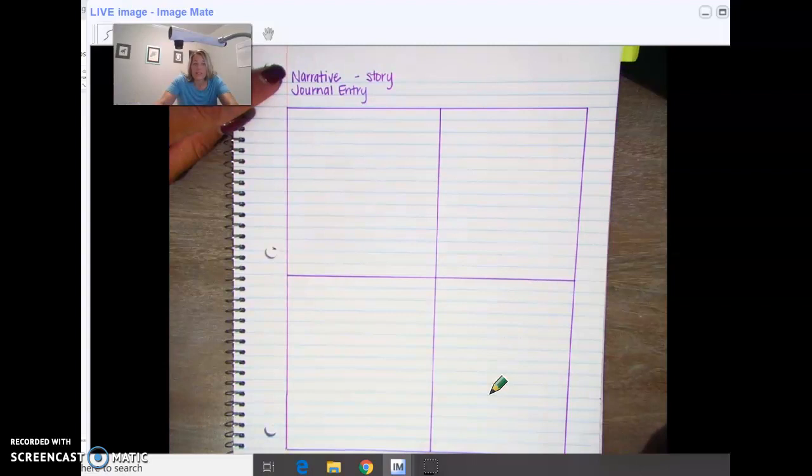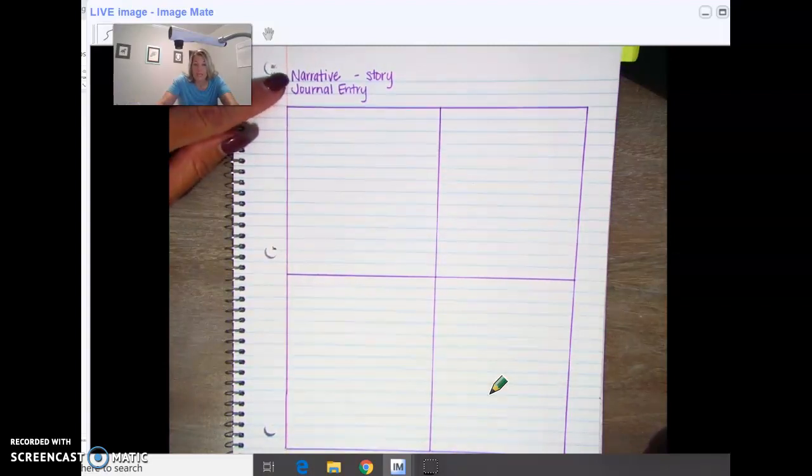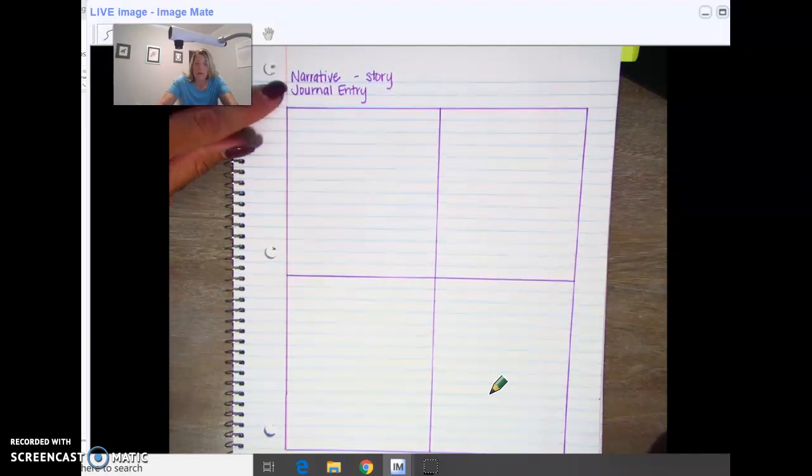Okay, so we can write different genres of a narrative. Any fairy tales you've read, Once Upon a Time, princess stories, anything that tells a story can be a narrative, but those are not journal entries. Those would be fairy tales or fictional writing. Not that this is not fiction, this is fiction too, right? Because it didn't actually happen, it's realistic fiction. But we're going to write a story, but we're going to write the story through the journal entry.